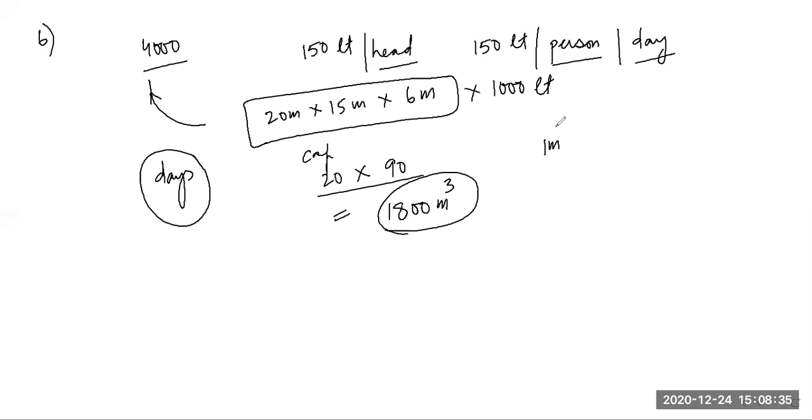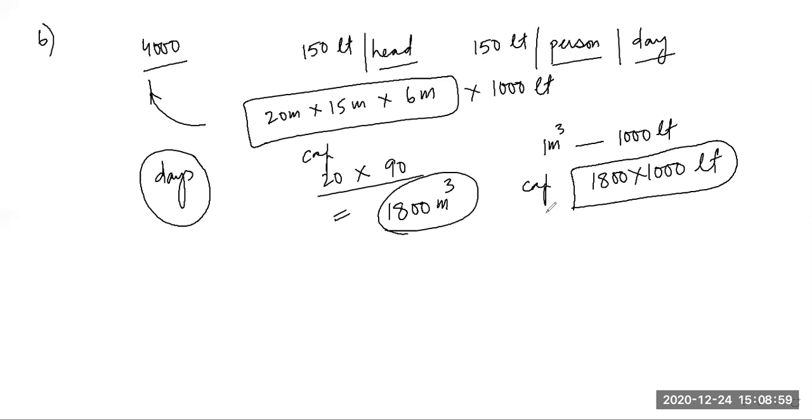Now, 1 meter cube, Pranav, can have how many liters? 1 meter cube can have 1,000 liter. So this much cube will have how much water? 1800 into 1,000. This much water is available in the tank if it is full. If it is half, divide by 2. If it is a quarter, simply divide by 4. Okay, now this is the capacity. Now, one person needs how much water?